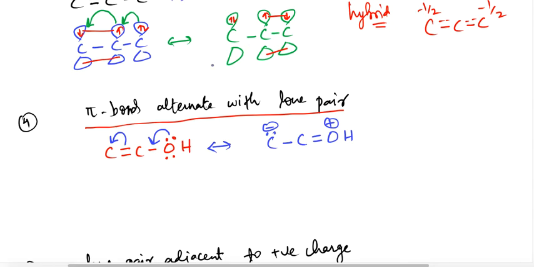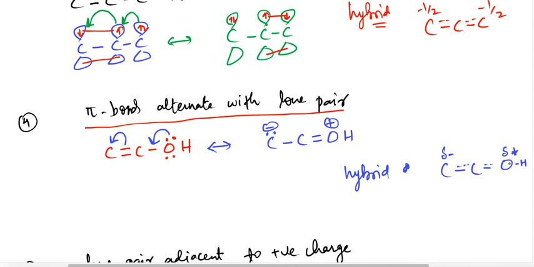Okay, so I need not draw the orbital diagram again and again. Now you can understand it easily. So if you draw the hybrid of this, then you will get C partial double bond, and then you will have a slight positive charge here, and H is, of course, present here, and a slight negative charge here.